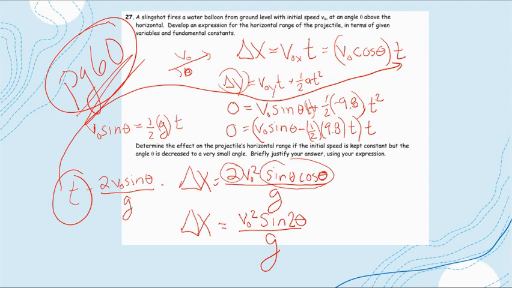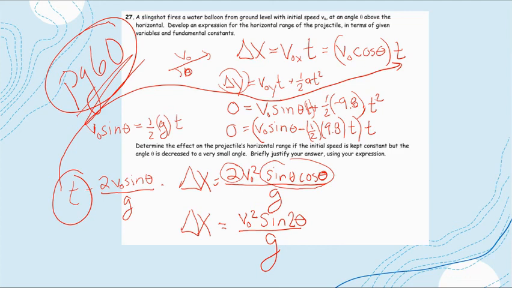The next question is determine the effect on projectile's horizontal range if the initial speed is kept constant, but the angle of theta is decreased by a very small angle. Well, you could just go ahead and plug and chug, and you're going to see that your range is going to go down. But something that I really want you to know before we end on these notes for today is that if two angles add up to 90 degrees, the range will be the same.